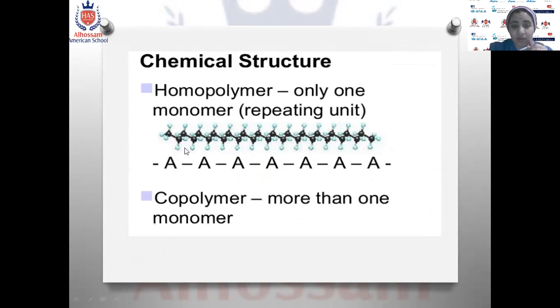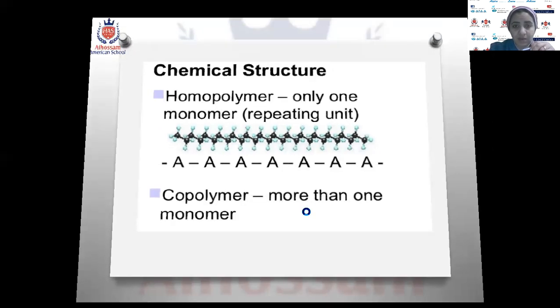One kind only repeated, okay? So homopolymers contain only one type of repeating unit, one type. For example, if you consider the first polymer is A, all the polymer will contain A, no B. The same kind of monomers, all of them. So it's called homopolymers. Copolymers, co, more than one monomer, for example, A, B, okay?